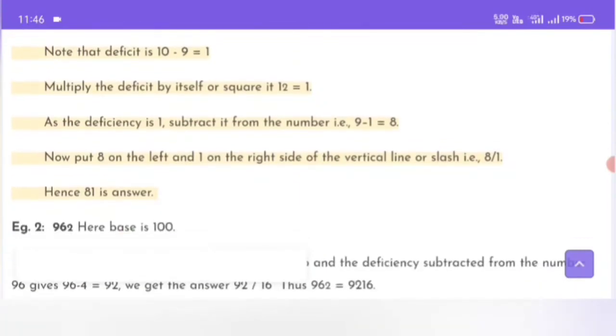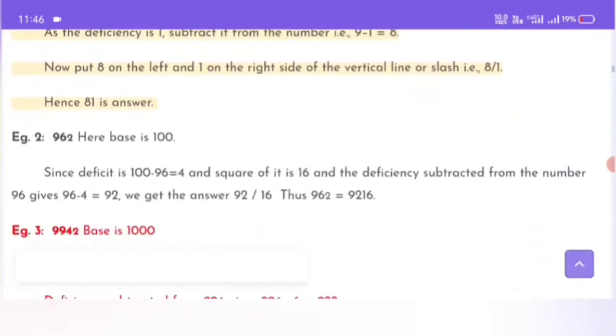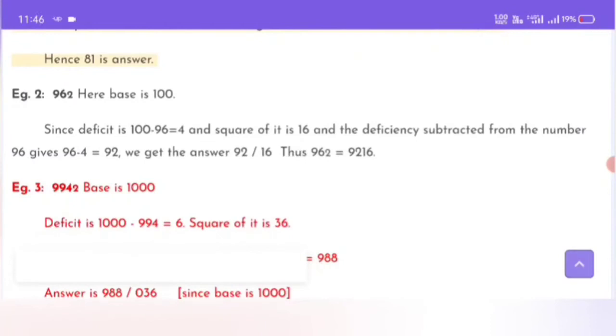As the deficiency is 1, subtract it from the number, that is 9 minus 1, which is equal to 8. Now put 8 on the left hand part of the answer and 1 on the right side of the vertical line or slash, that is 8 slash 1, hence 81 is the answer. Right, how easy it is. Let us take another example.